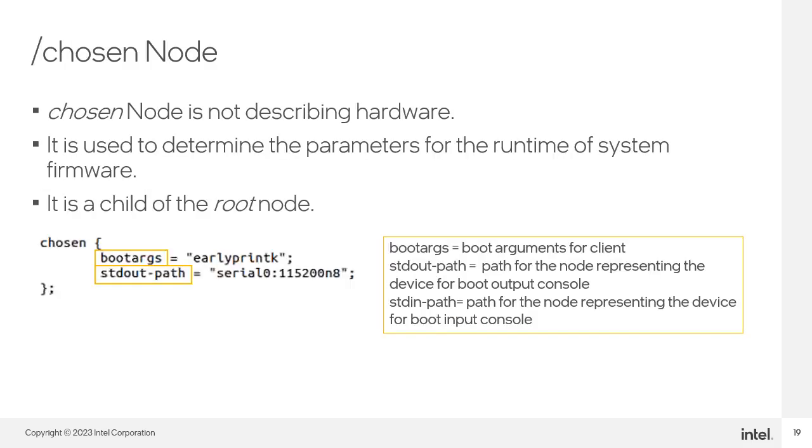We will now talk about the chosen node. It is not particularly describing hardware but is used to determine the parameters for the runtime system firmware. In the small square you can see that from the example there are some necessary elements to describe boot arguments for the client and how the console will be sending the information for the output.